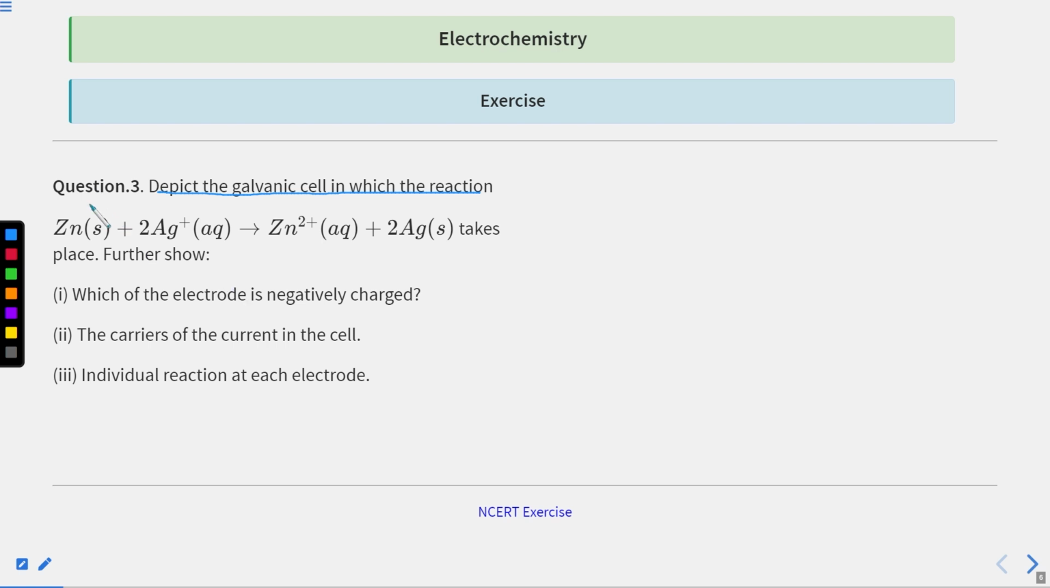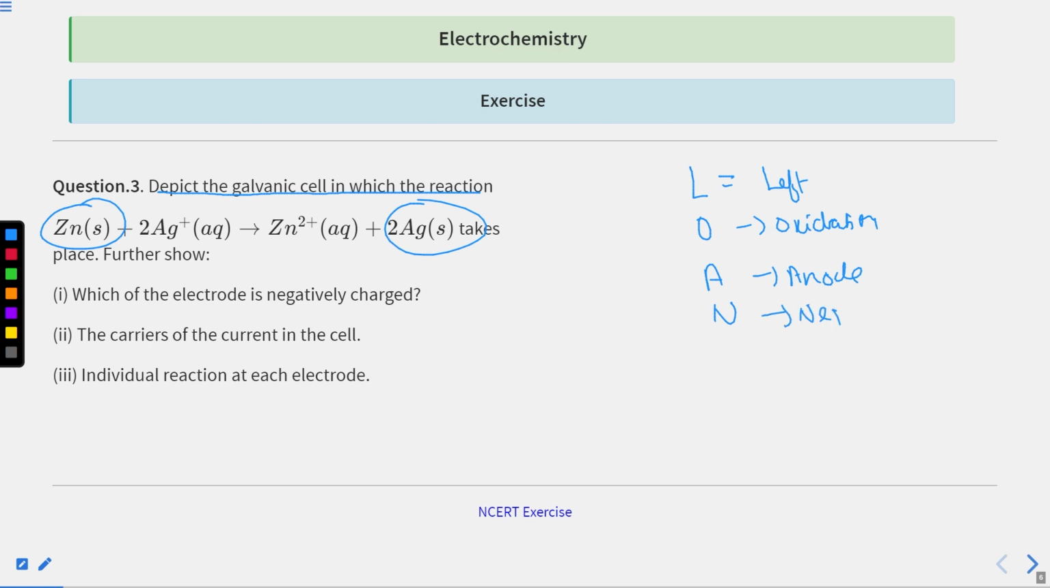So we have two electrodes, right? The solid zinc and the solid Ag. Okay, so we have an electrode of zinc and an electrode of silver. For this, let us use our mnemonic device, LOAN, abbreviated as: on the left side we have the oxidation, and it happens at the anode, and the anode is negatively charged.